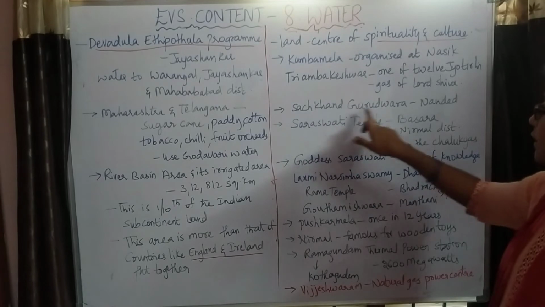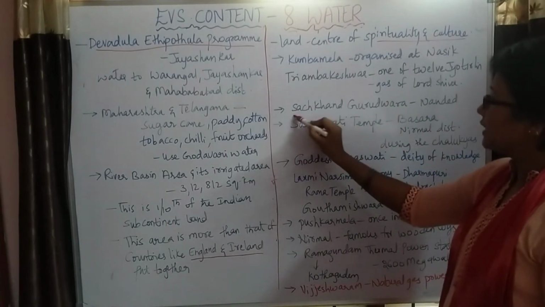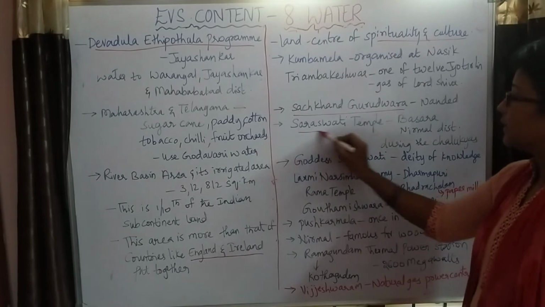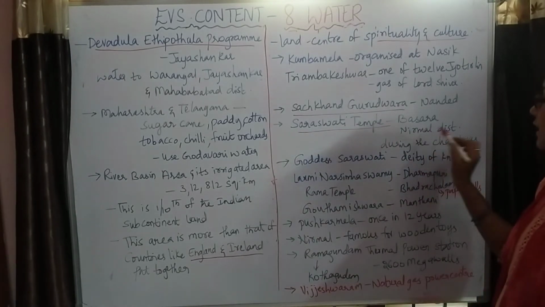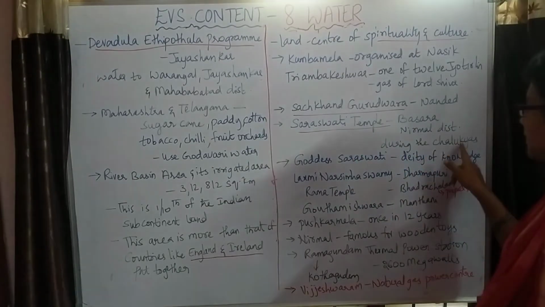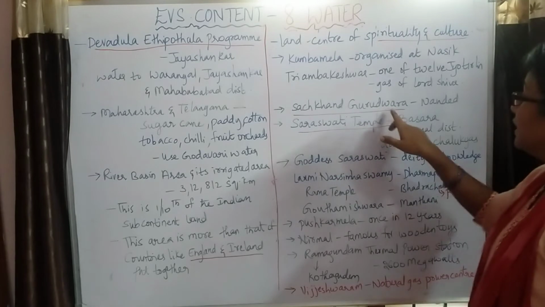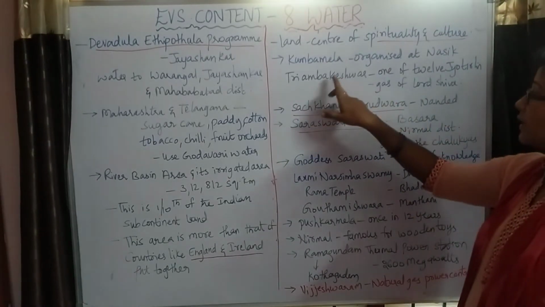Next, Sachkhand Gurudwara is located in Nanded, and the Saraswati temple is located at Basar in Nirmal district. This temple was constructed during the Chalukyas period.